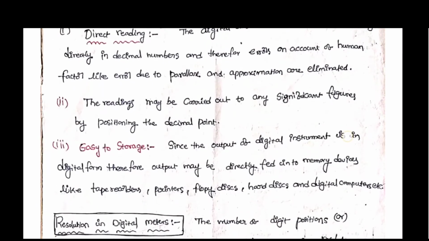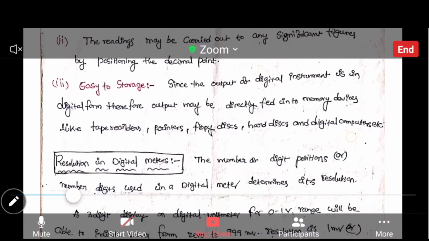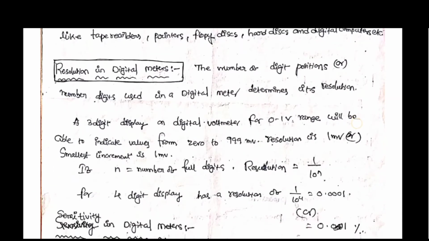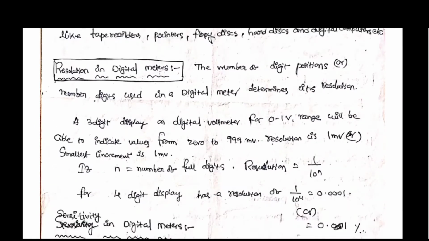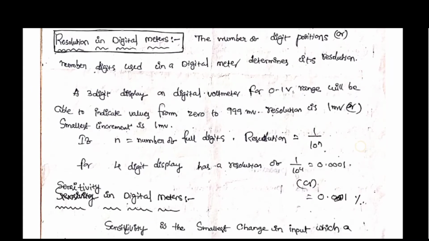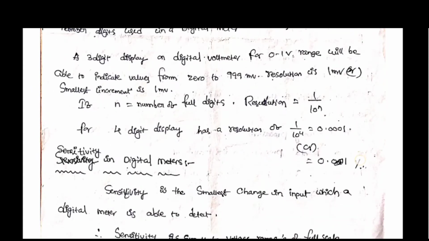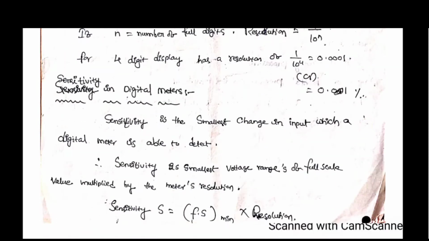Next, what is the resolution? One of the formulas for resolution is 1 by 10 power n, for n number of digits. Sensitivity is also more. Sensitivity is given by one of the formulas. Sensitivity means, as I already told you in static characteristics, the smallest change in input which the digital meter is able to detect.